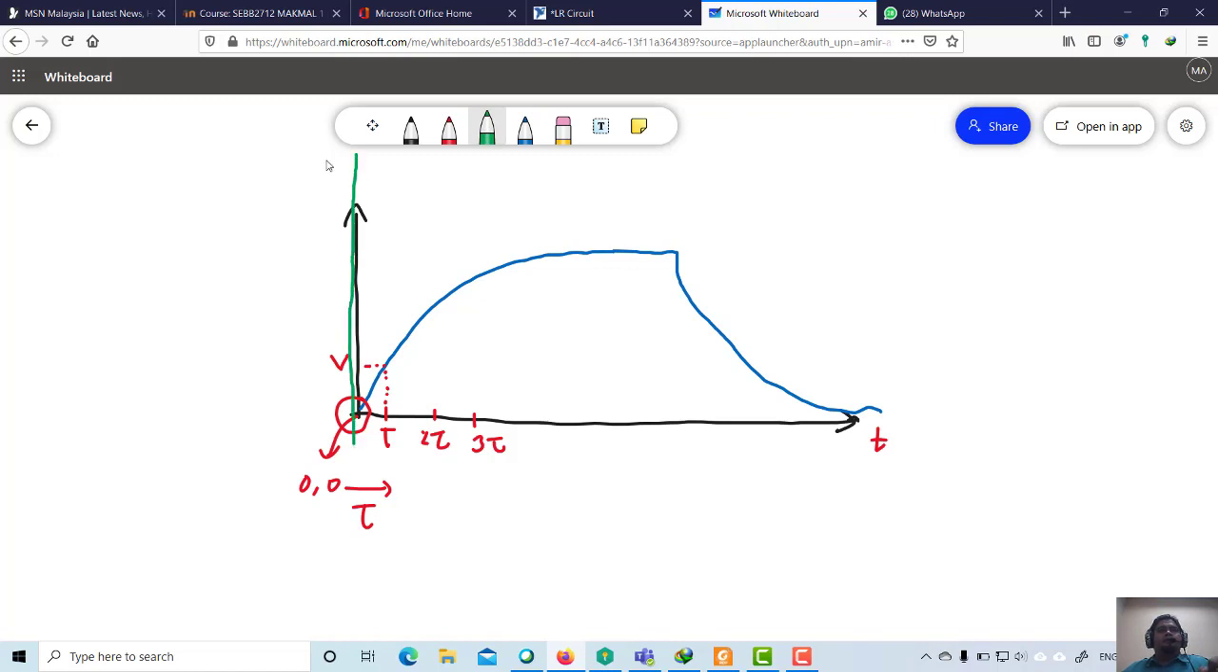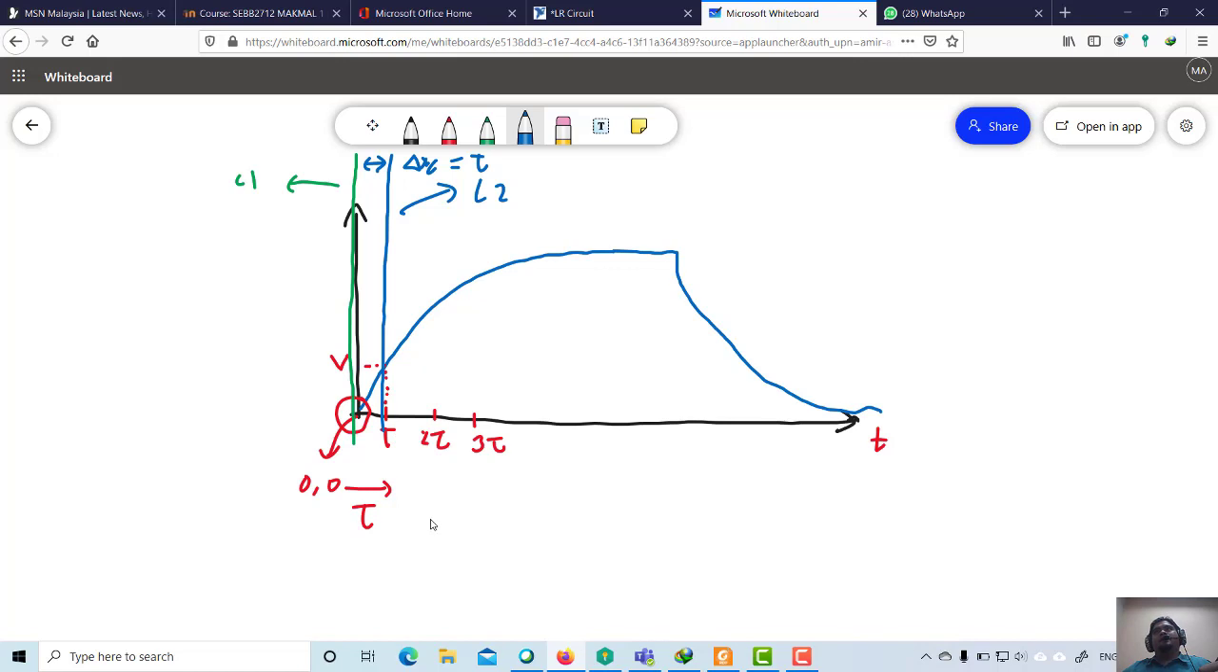Okay, that is your cursor 1. And then later you need to vary your cursor. Let's say this is your cursor, and then I vary my cursor until I find, okay, let's say this is my second cursor, and I need to make sure that the horizontal difference here, which in Multisim is delta x, equals my tau. So you vary your second cursor here until you find that your delta x equals your tau, which is this one.